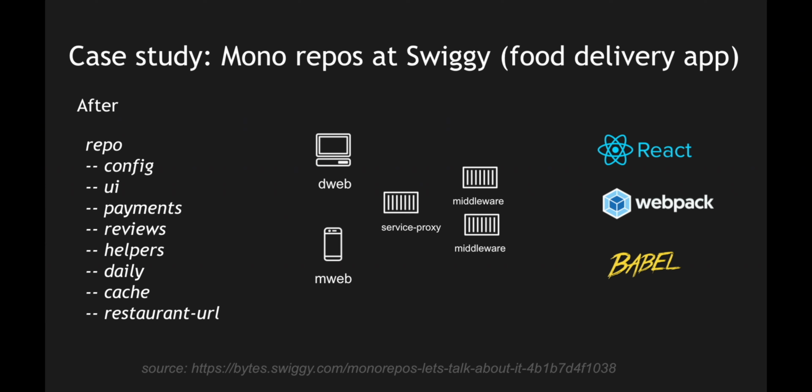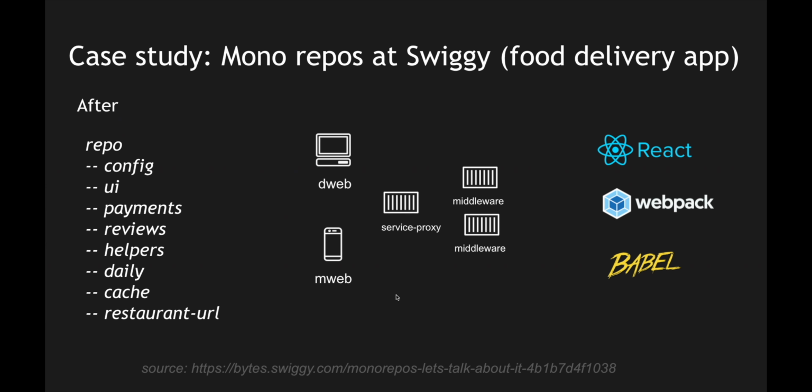There is something called daily. This is where swiggydaily.com is pushed into. So there are two reusable components which are used in the mobile web. That's why there is a separate folder called daily. Obviously the cache module has the caching components both for the mobile and the desktop. Finally, they had the restaurant slug generator, where multiple tenants were able to use that for creating the restaurant URL.